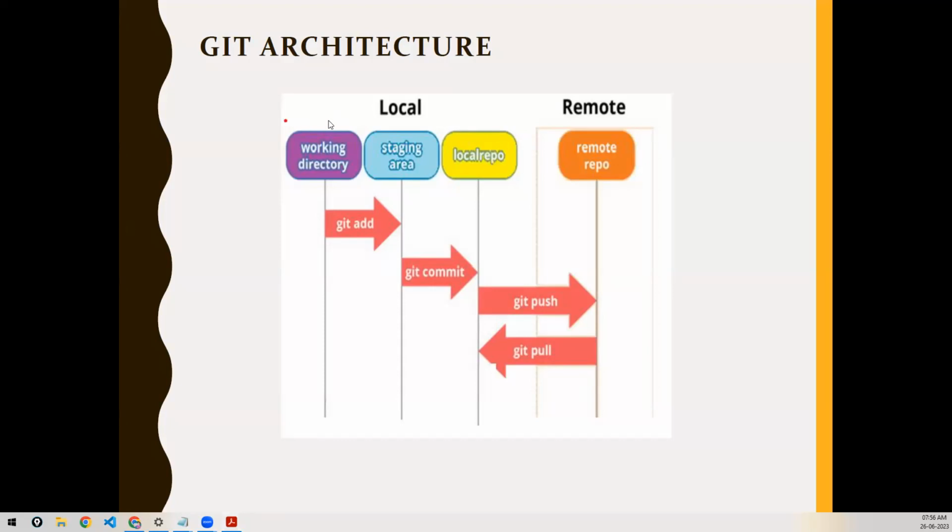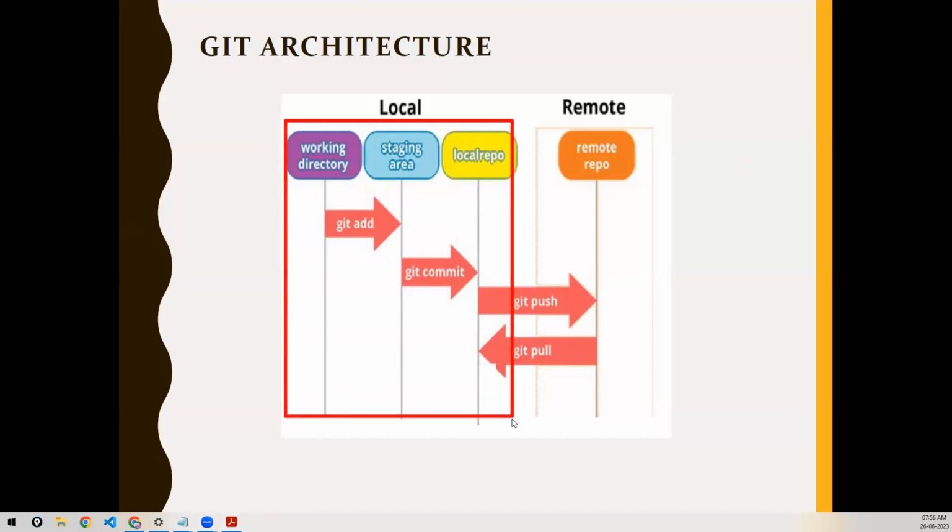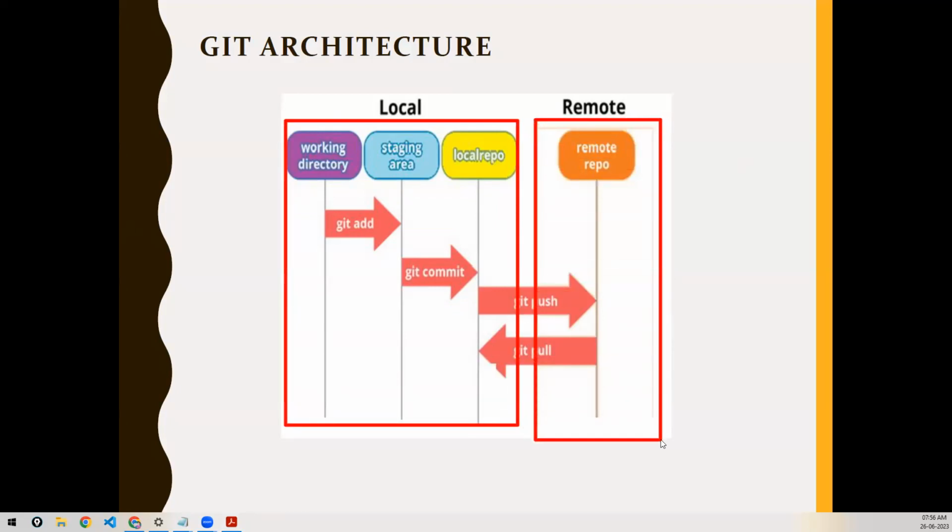See, like we learned, there were two repositories in Git, the remote repository and the local repository. The remote repository resides on a remote location. Let's say this is on my local computer.